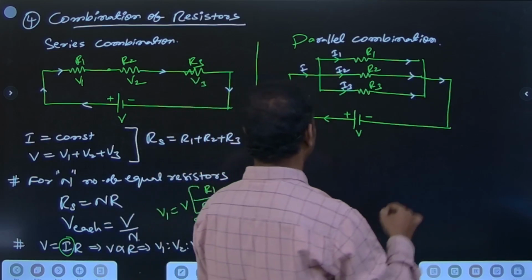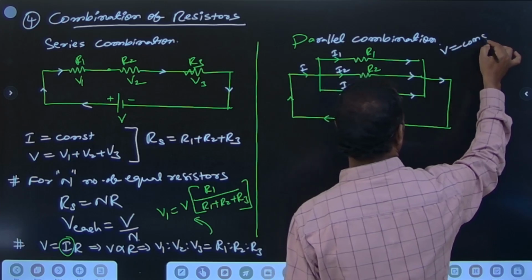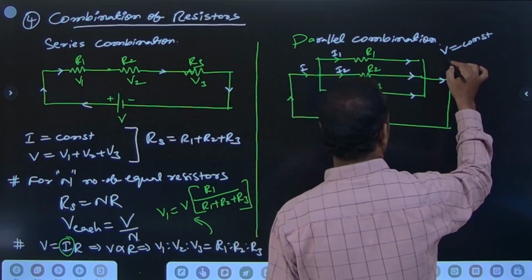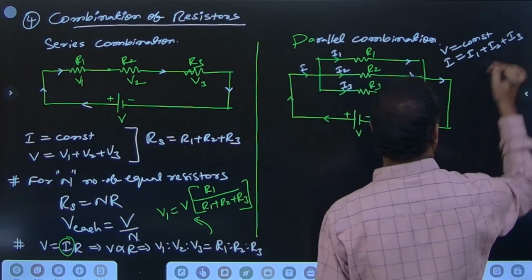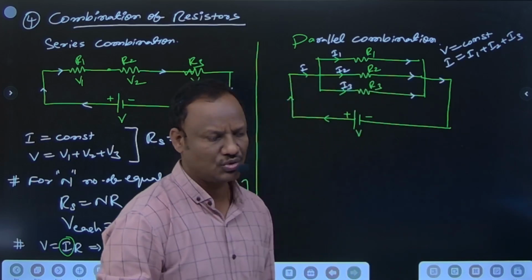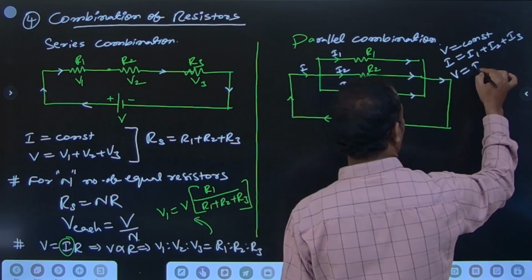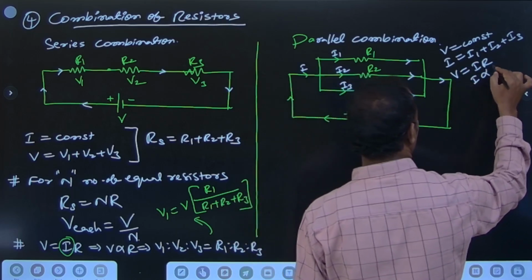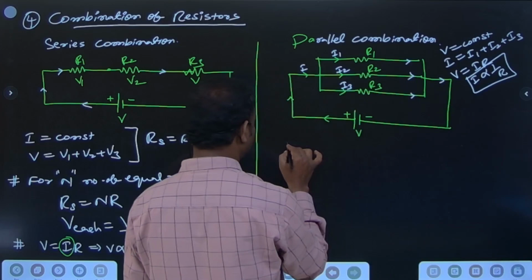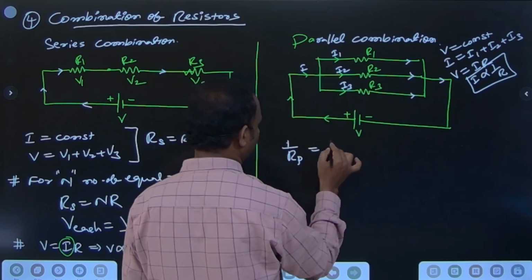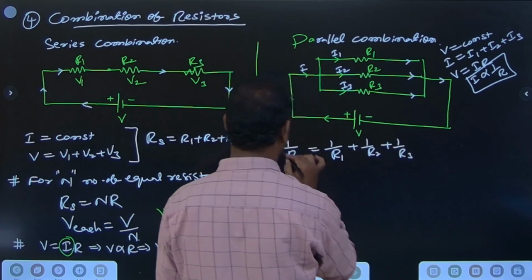So what changes here? First, the potential difference is the same, so V is constant. The current is distributed: I is equal to I1 plus I2 plus I3. Since V is equal to IR, I is proportional to 1 by R. It means the equivalent resistance: 1 by R parallel is equal to 1 by R1 plus 1 by R2 plus 1 by R3 plus so on.